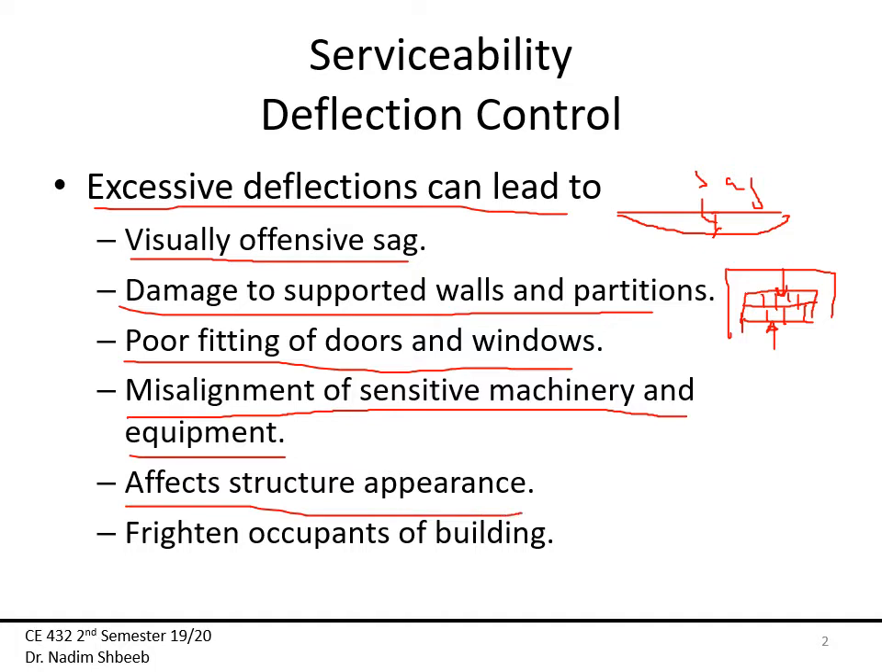It also affects the structure's appearance. Obviously, if you see a structure that is a little bit tilted or there are more cracks visible, then again, this is something that you do not want. And the most important thing is that it can frighten the occupants of the building. I probably would not live in a building where I can actually see visible cracks in the walls or in the beams, or maybe again, going back to the visually offensive sag. So these are some of the things that make us want to control deflection and minimize it as much as we can. Again, going back to the word deflection control.